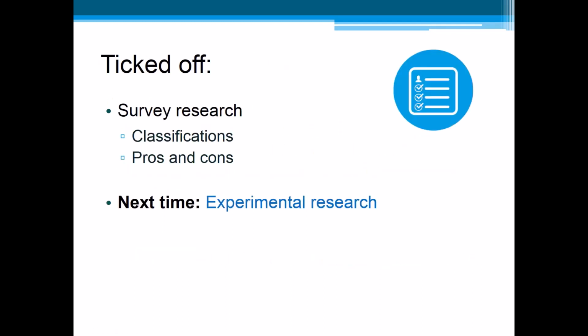So in this lecture, we've covered survey research and gone through different ways in which it can be classified, gone through the pros and cons of those, and we've touched on this idea of response biases, reliability and validity, and they're going to be key in Module 3, so keep those in mind. The next lecture covers experimental research.